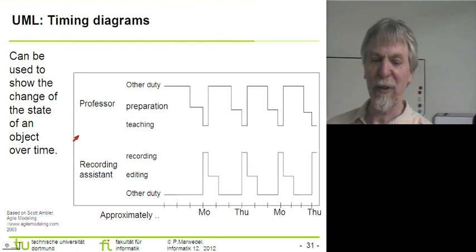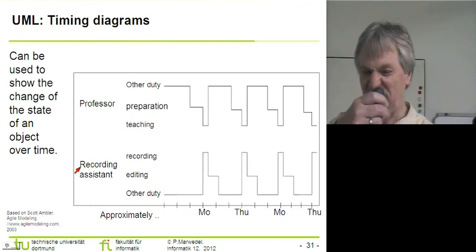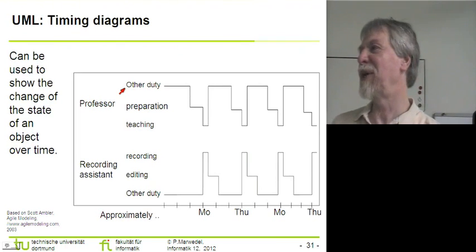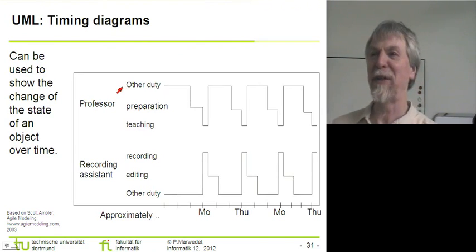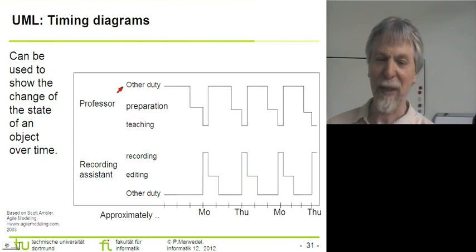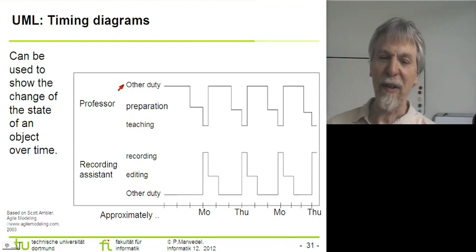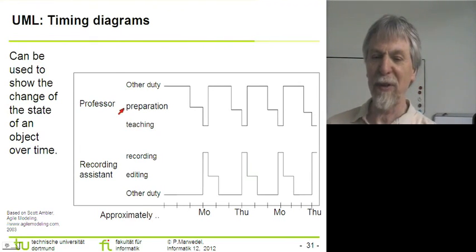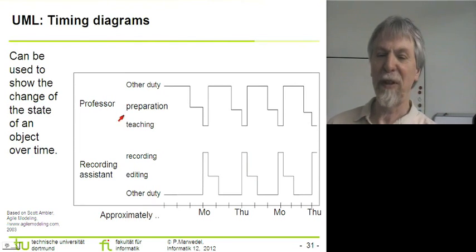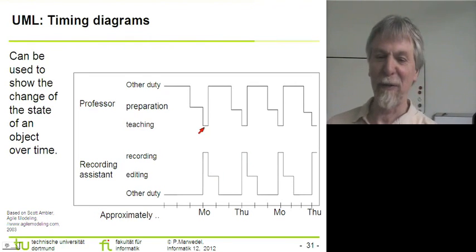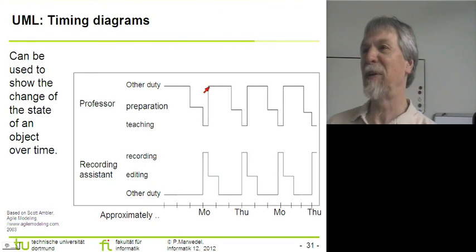We have a professor, we have a recording assistant, and the two are in different states. So for example, the professor typically is working on some other duty. He never has free time in this diagram. He always is working on some duty. And the same is true of the recording assistant, by the way. So normally the professor is working on some other duty. Then he starts the preparation of the next lecture, and then he does the actual teaching, which is just a small fragment of the overall time. And after that, he's very happy that this is over, and he works on some other duty.